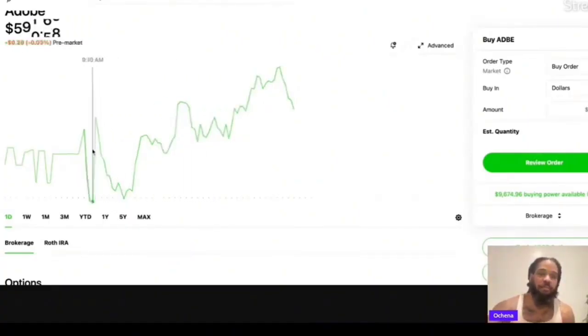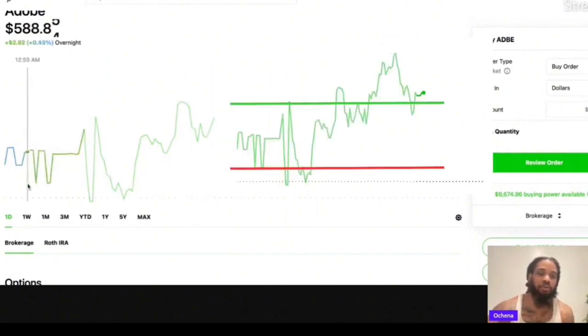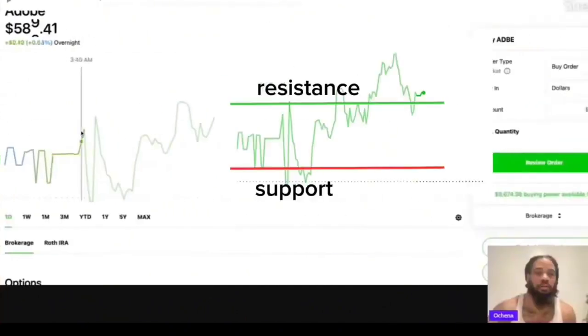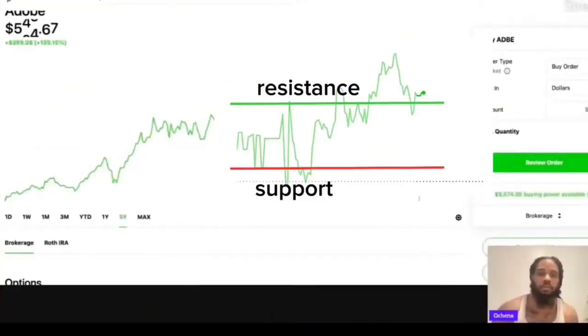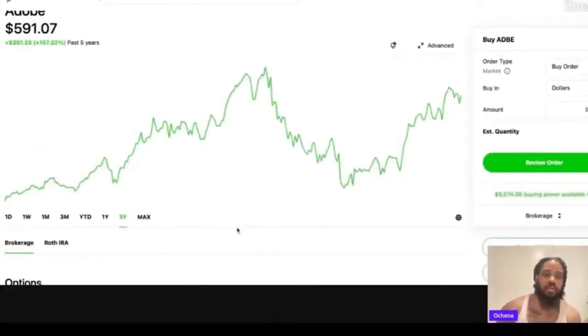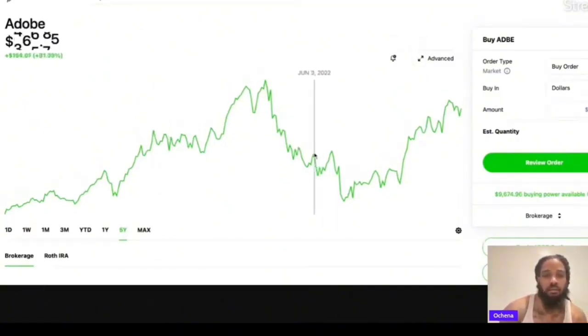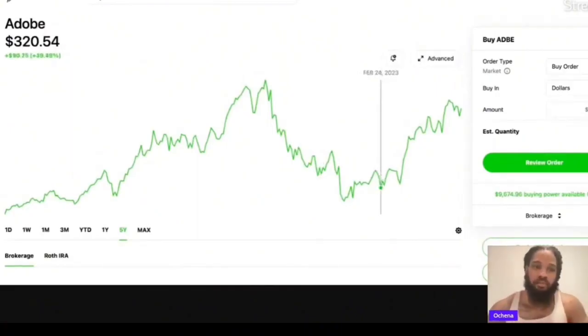And then for our support line, we're going to find a lower part of the stock. So for example, say here, you're going to draw a support line down here. We want to have a support line and a resistance line. What I did to determine where I want to get in, I went to this 5-year chart right here. And at the time when I was buying the Adobe option, I pretty much came to February. So Adobe was about 320.54.